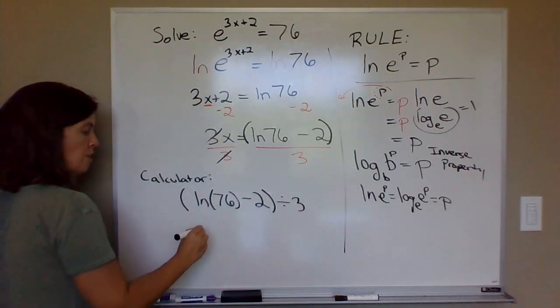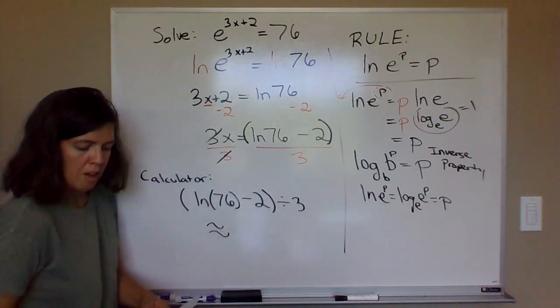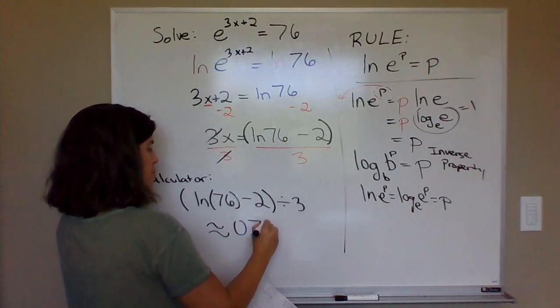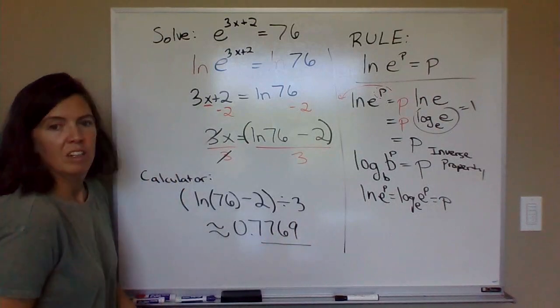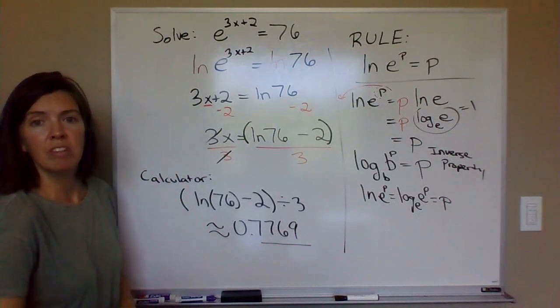And so if you do that, you should get about, I'm rounding this to 4 decimal places, about 0.7769. And so that's the approximate value of x that satisfies this equation.